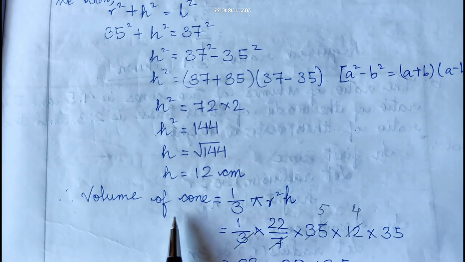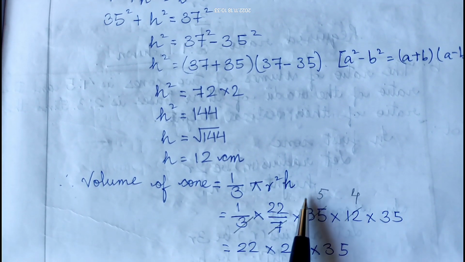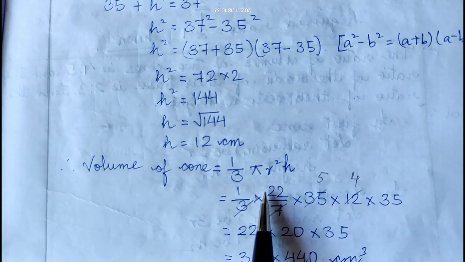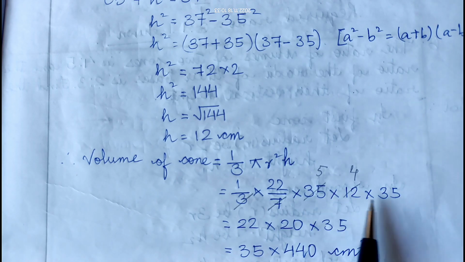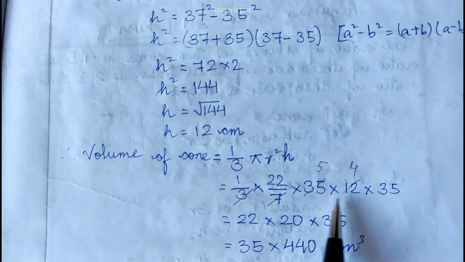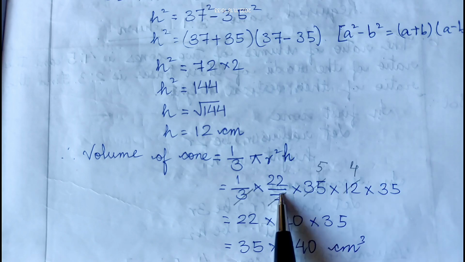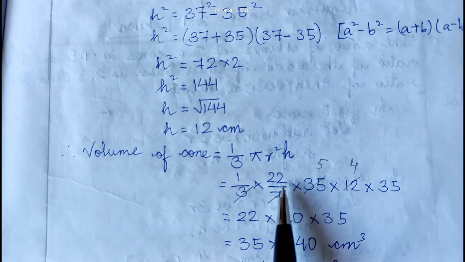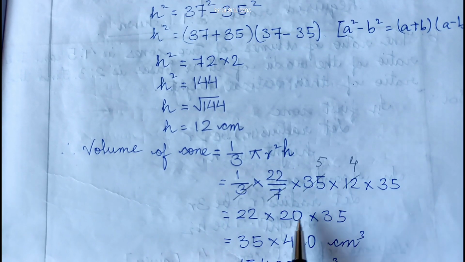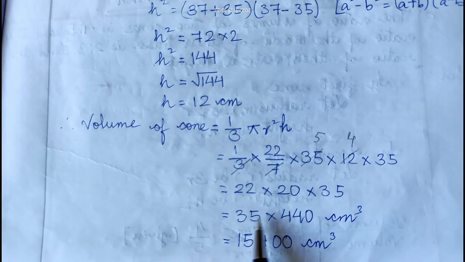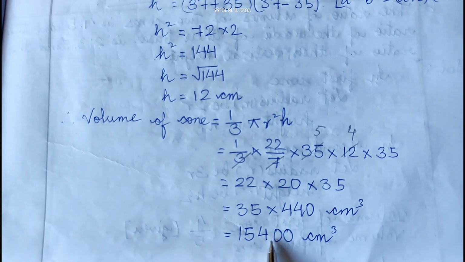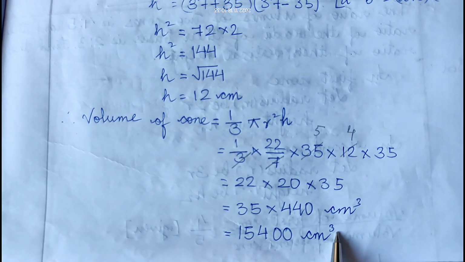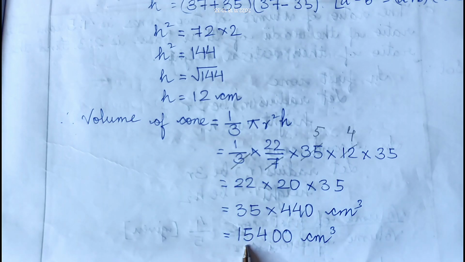Now we want to calculate the volume of the cone. Formula is 1 by 3 pi r square h. So 1 by 3 pi is 22 by 7. r square, radius is 35, so it will be 35 into 35, and height is 12. Now 3 4 ja 12. 7 5 ja 35. So it will be 22 into 4, 5 ja 20 into 35. So 35 into 22 into 20 will be 440. If I multiply, it will be 15400 centimeter cube. Therefore, required volume of the cone is 15,400 centimeter cube.